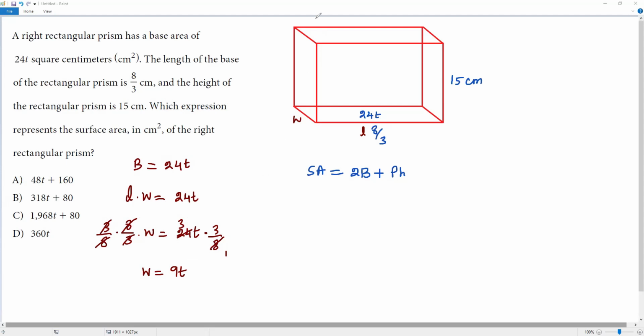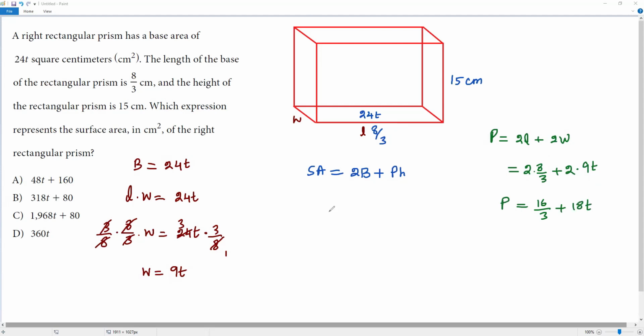Now let's find the perimeter of the rectangle, I mean the perimeter of the base we have over here. Since the base is a rectangle, the formula to get the perimeter of a rectangle is 2 times L plus 2 times W. Here 2 times the length of the rectangle is 8/3, plus 2 times the width W, just now we got it, that is 9t. 2 times 9t. Okay, here 2 times 8 is 16, that is we get 16/3, plus 2 times 9t is 18t. Here I got the perimeter of the base.